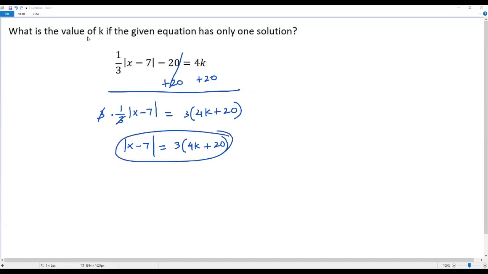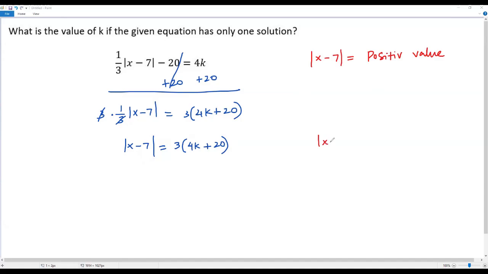Let me write the stuff over here. I'm going to write the first case. That is, I'm going to take this stuff on the left side as it is. That is the absolute value of x minus 7 equals a positive value. This is the first case. The second case, that is the absolute value of x minus 7 equals a negative value. And now the third case is absolute value of x minus 7 equals 0.